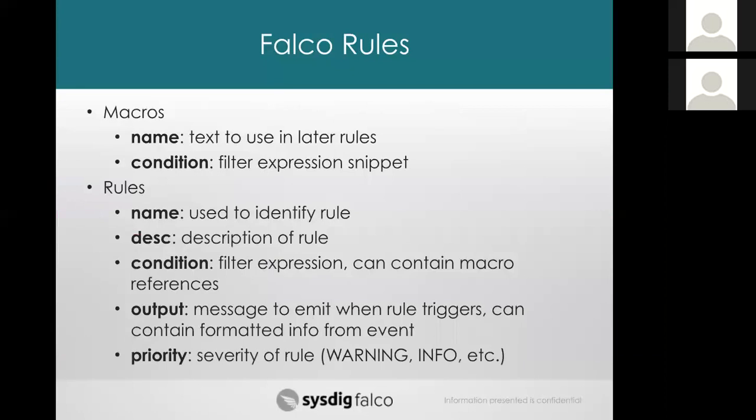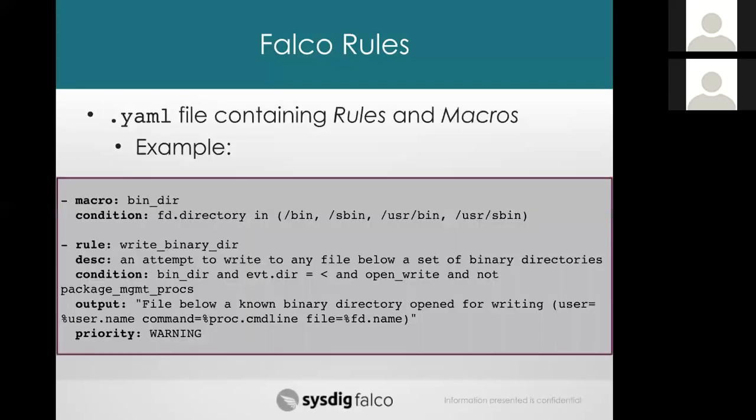Okay, so let's define what's in macros and rules and go through each of these fields. I talked about it briefly on the last slide, but we'll go through each one. Every macro has a name. That name is the text that you use in later rules. So just going back one slide, the macro is bindir, so that's the name. And if you want to use that macro, you just put bindir in your later rules.